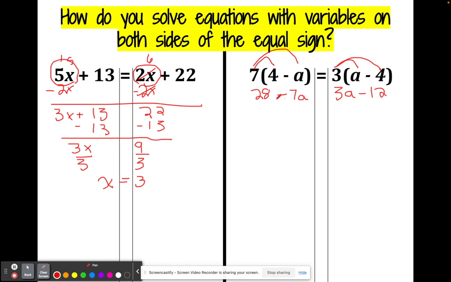Again, I want to go to the bigger party. I have negative 7 over here, 3 over here. So I want to go over to this side. To do that, this time I will add 7a to both sides. And I end up with 28 equals 10a minus 12. Next step, I'm going to add 12 to both sides.